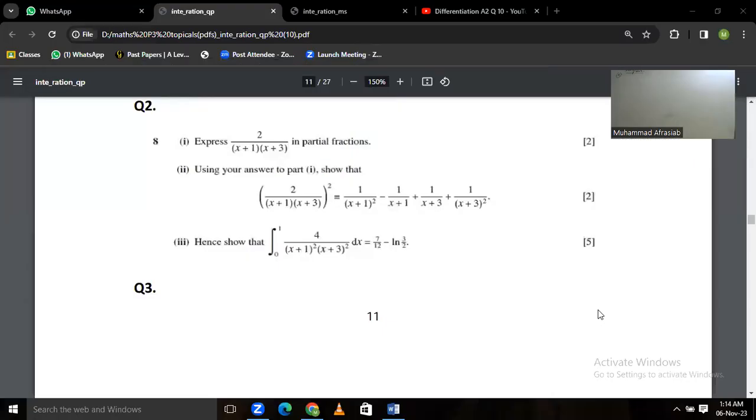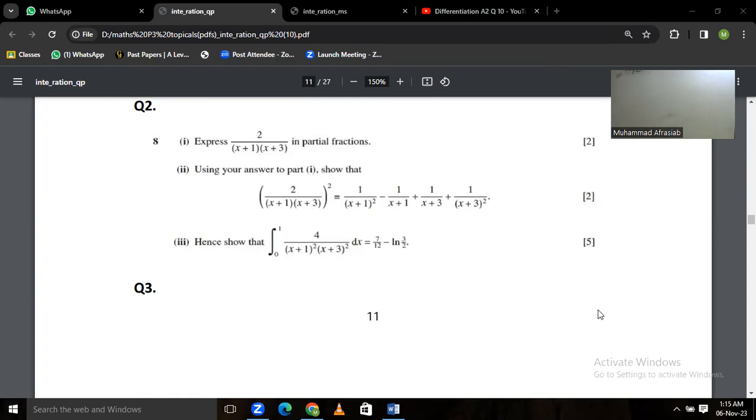We are solving now question number 19 for the integration of A2 levels for P3. The question statement is: express 2 over (x plus 1)(x plus 3) in the form of partial fractions. Part 2: using your answer to part 1, show that 2 over (x plus 1)(x plus 3) whole square is equal to 1 over (x plus 1) square minus 1 over (x plus 1) plus 1 over (x plus 3) plus 1 over (x plus 3) whole square.